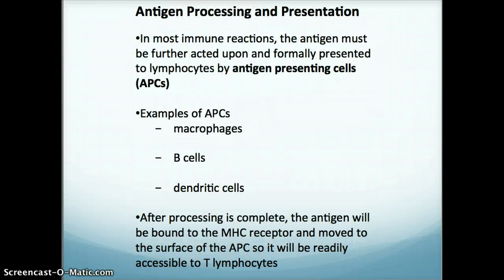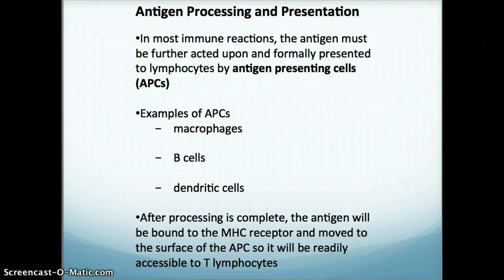So what actually happens? How do we have these antigens presented? In most of the immune reactions, the antigen is going to be acted upon and then formally presented to lymphocytes by what are referred to as antigen-presenting cells, or APCs. Some examples of these would be macrophages, B cells, and dendritic cells. They can process this antigen, and then they're going to present it.